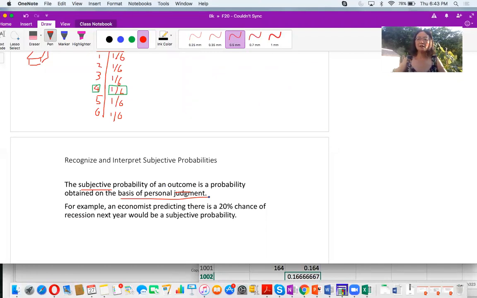For example, tonight, there is going to be a thunderstorm. The chance is 70%. Okay, so that is my personal judgment. That is subjective probability. Another example would be an economist predicting there is a 20% chance of recession next year. That is also a subjective probability.